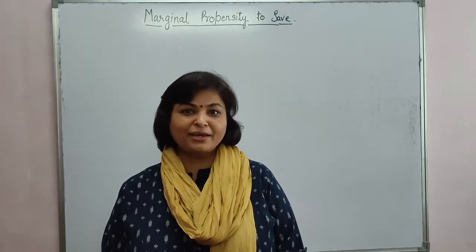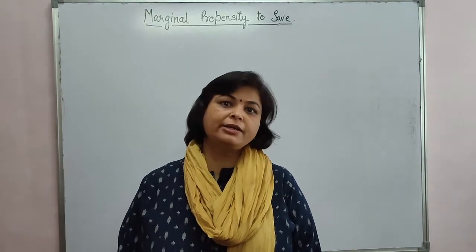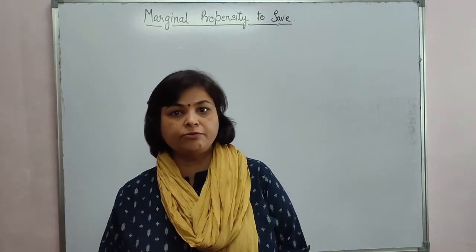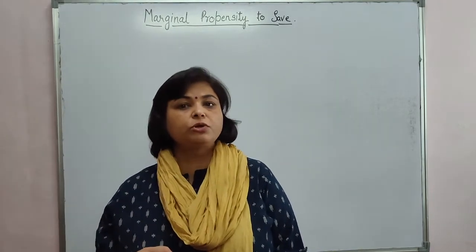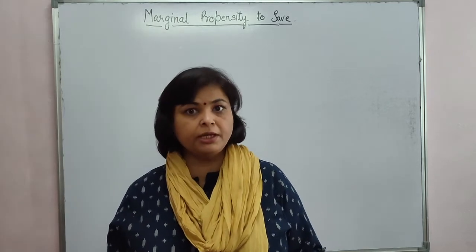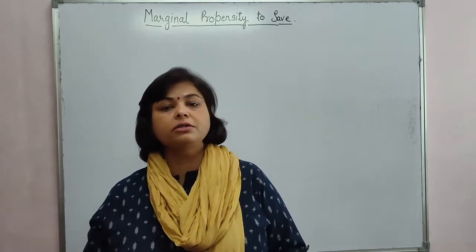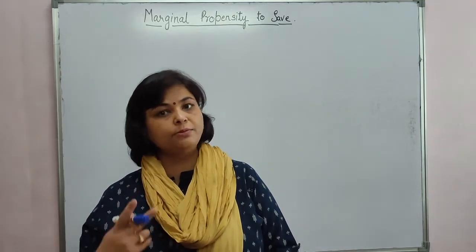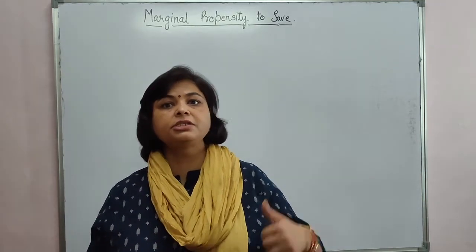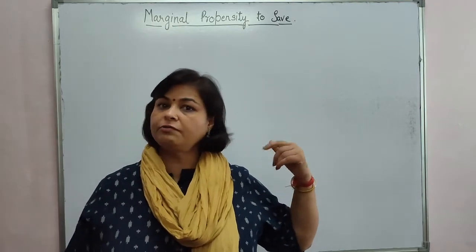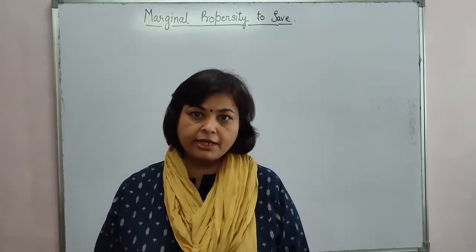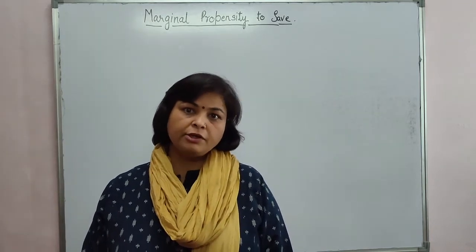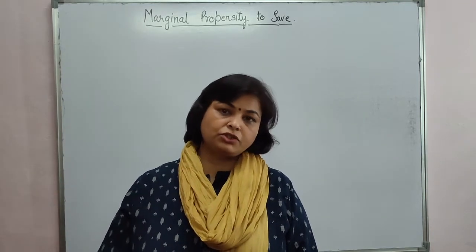Everyone, and welcome back. In the previous lecture, we learned about the saving function, which is also known as propensity to save. In today's lecture also, we will continue with the same topic and learn about the types of propensity to save. There are two types of propensity to save. First is marginal propensity to save, which is the topic of today's lecture, and the second one is average propensity to save, which we will discuss in the next lecture.